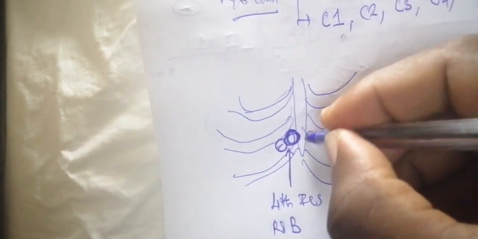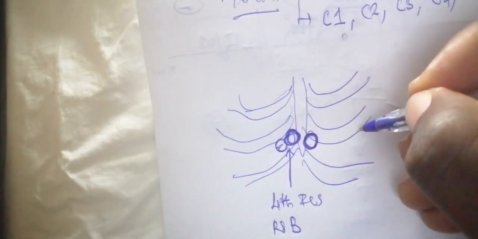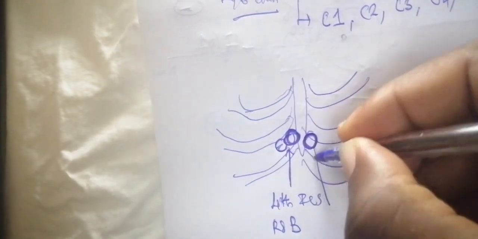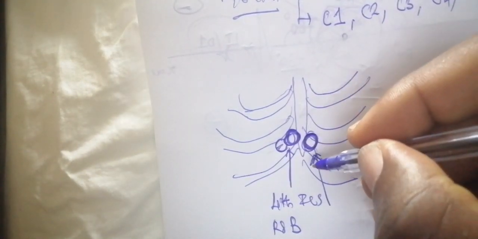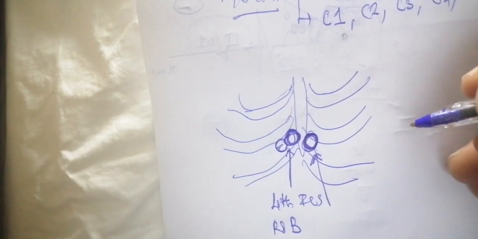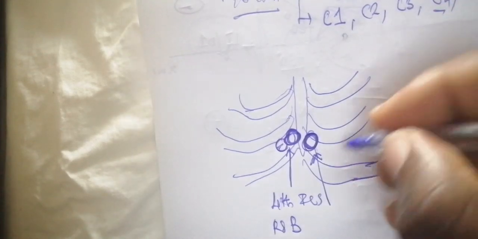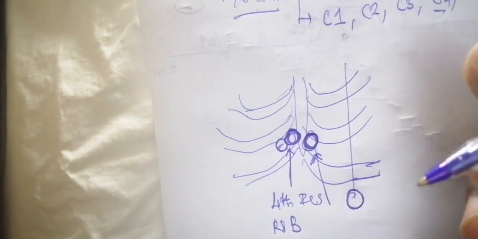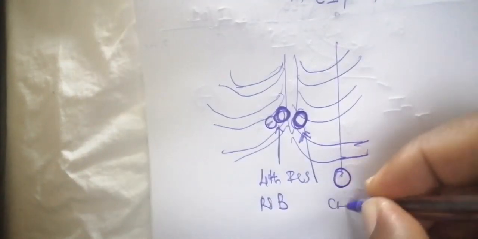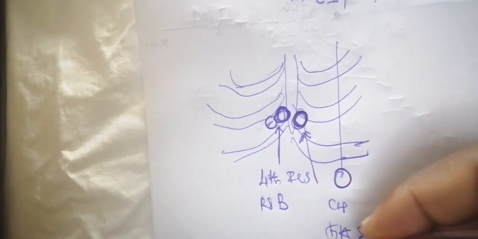Now C2 is going to be located still at the 4th intercostal space, but now on the left sternal border. Now C3 is going to be located between C2 and C4. Is it clear? Now the next point is C4. C4 is going to be located at the 5th intercostal space, mid-clavicular line. Is it clear?